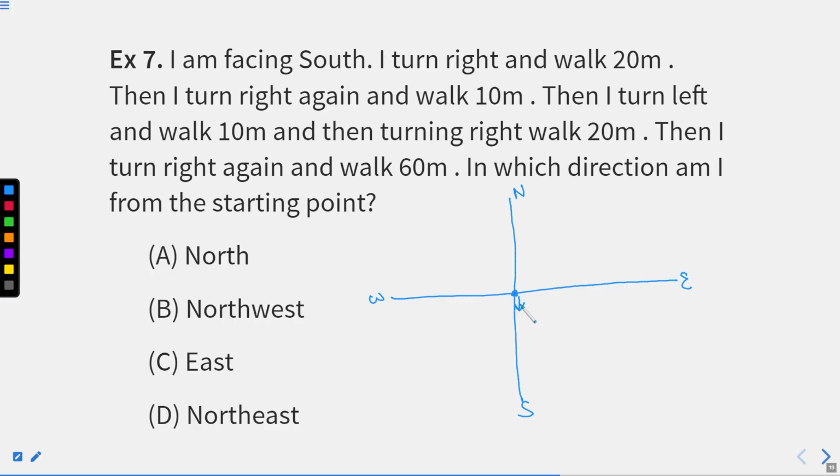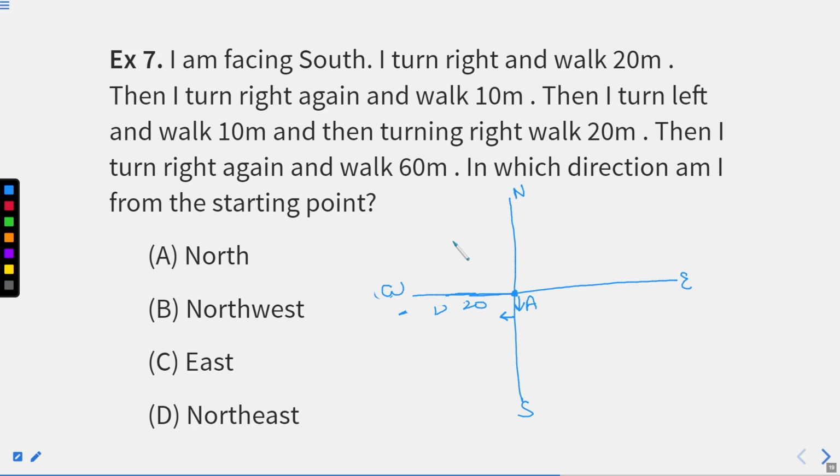I turn right and walk 20 meters. So for him standing like this, what is right going to be? For him standing, right is going to be in this direction, right? So he walked 20 meters, let's say from point A he moved to point B, 20 meters. We can say that, right? And turned to right again and walked. As soon as he turned to his right, this is the direction that we called west, right?